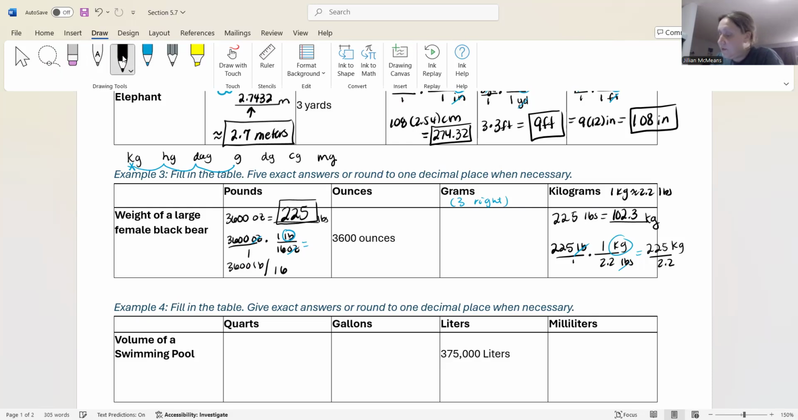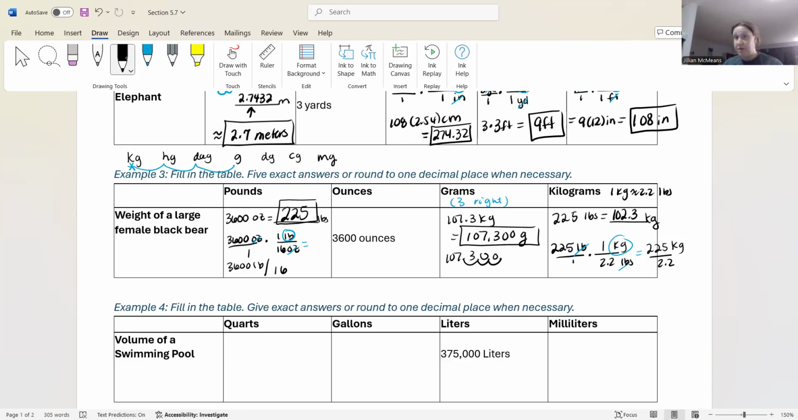Well, what I have is 107.3 kilograms. So if I have 107.3, I need to move my decimal to the right 1, 2, 3. Fill in zeros for every time you had to move the decimal after the end of your number. So we get that the weight of a large female black bear would be 107,300 grams. Okay. So there you have it.